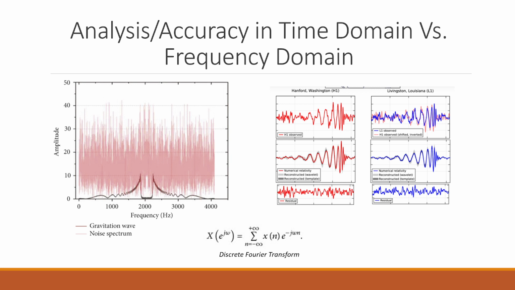In the image on the left, it demonstrates what a signal coming from LIGO may look like, along with the background noise. The pink is the background noise, and the red is the actual gravitational wave signal. And on the right side here, you can see what a filtered gravitational wave signal looks like.